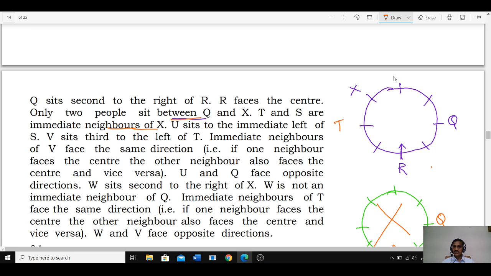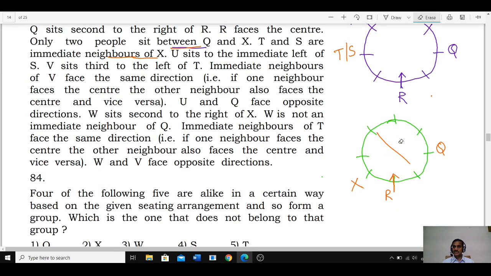If T is here, S will be here, or if T is here, S will be here. T and S are immediate neighbors of X. U sits to the immediate left of S. If S is here, U is here; if S is here, U is here. And so how many possibilities are there? Two possibilities. As there are two possibilities, let us write down both the possibilities here.